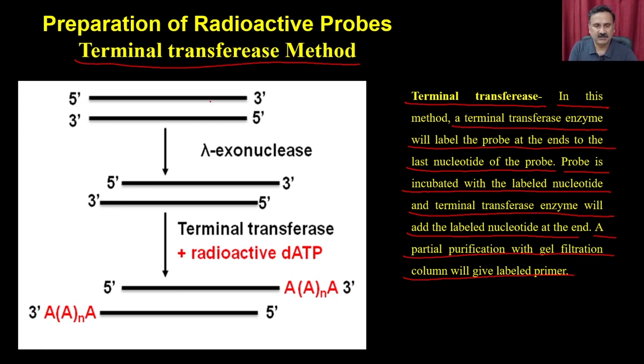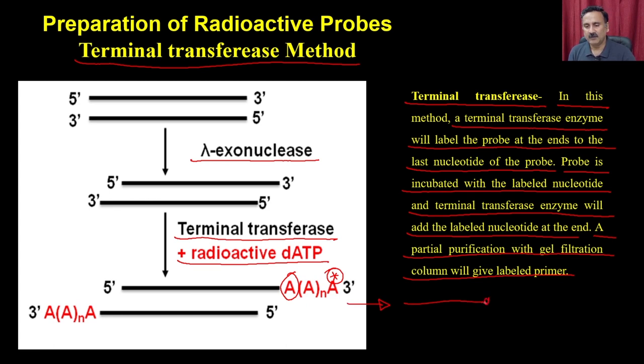So for example, this is the gene. First you are going to treat it with the endonuclease, and that's going to cause the nicks, and then you are going to add the terminal transferase as well as the radioactive dATPs. For example, if I want to radiolabel with ATP, what will happen is it is going to add the A's on one end, and that's how it is going to incorporate the radioactivity in both the strands of this particular gene, and I am going to get the radioactive probe with one end of the probe as radioactive, and that I can further purify with the help of gel filtration chromatography.